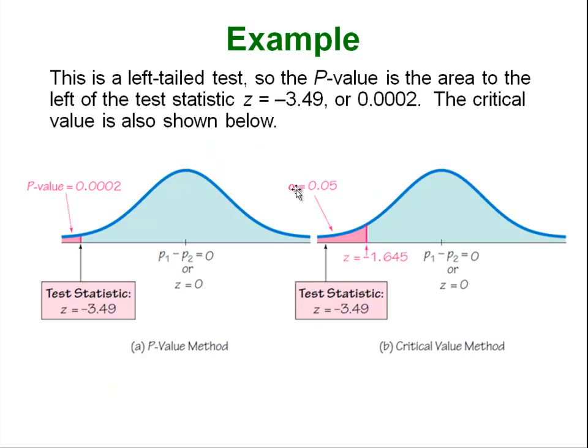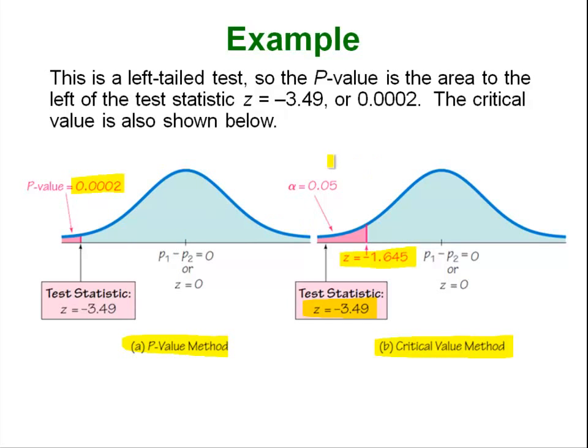Here's if you were to look it up in a table, you would see that a z of negative 3.49 puts you way down here and has a very, very small amount of area to the left of it. Here is your critical value, right? Not the test statistic. This is your test statistic. This is the critical value, the thing that you compare it to if you're doing the critical value method. If you're doing the p-value method, and then of course you compare your p-value to alpha.